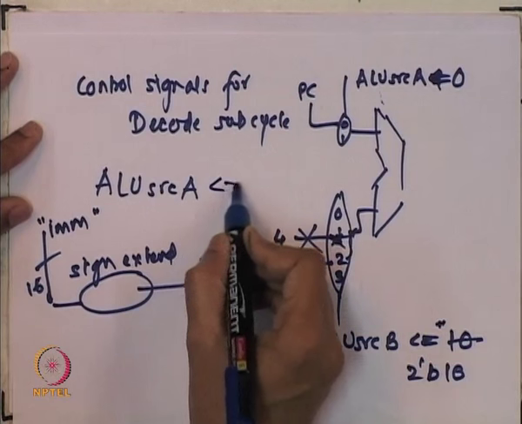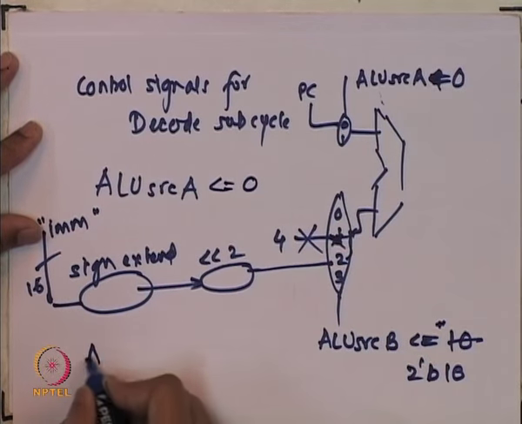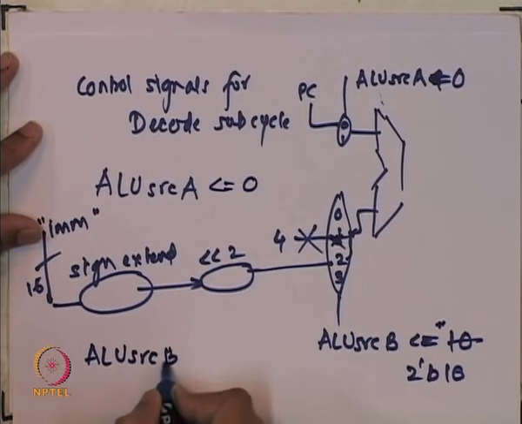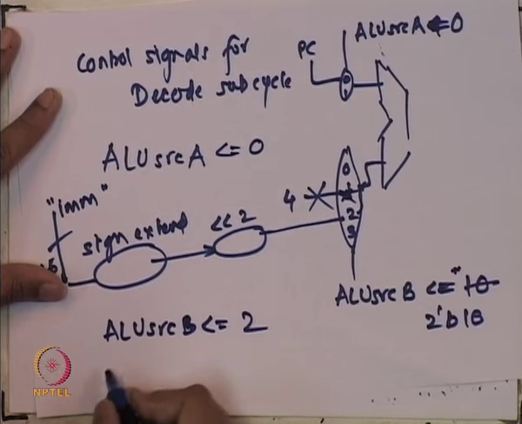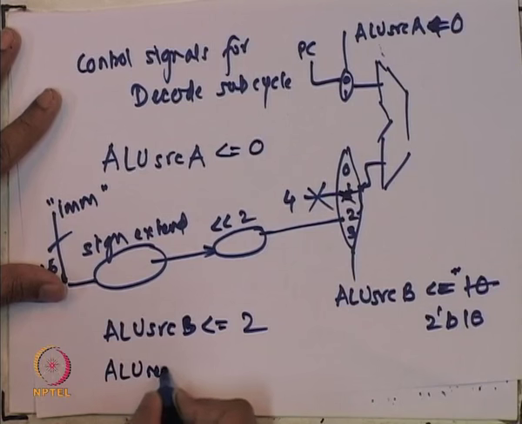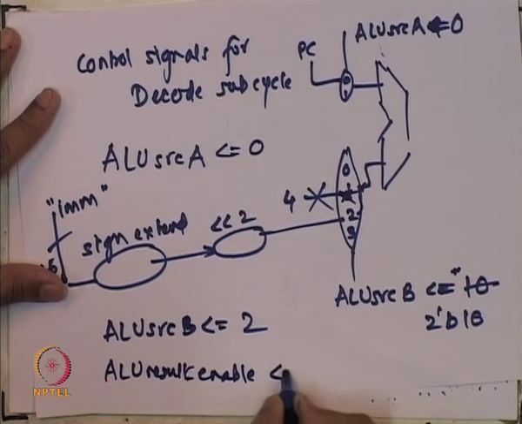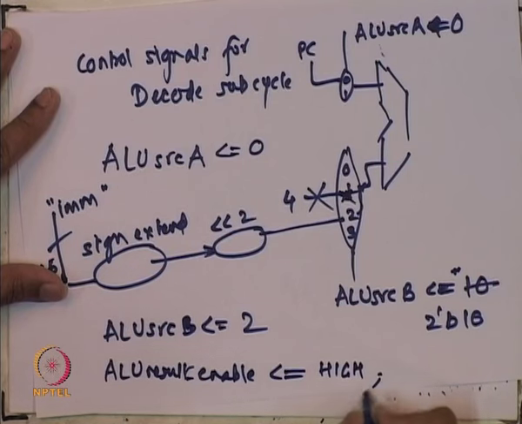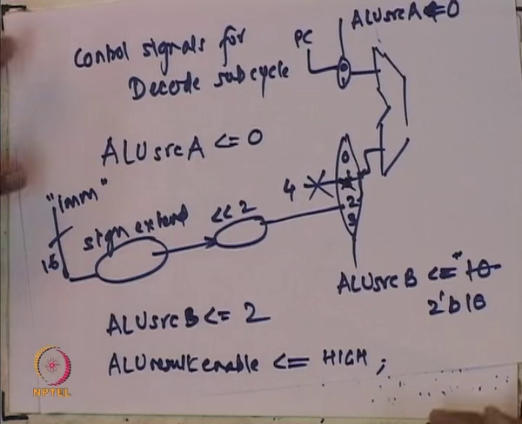Okay, so ALU SRC A is 0, ALU SRC B is 2. And for the ALU result register, the flip flops' enable signal is to be asserted high, or 1. Anything else? I think that's more or less it. Other things take the default value, that is they are deasserted.